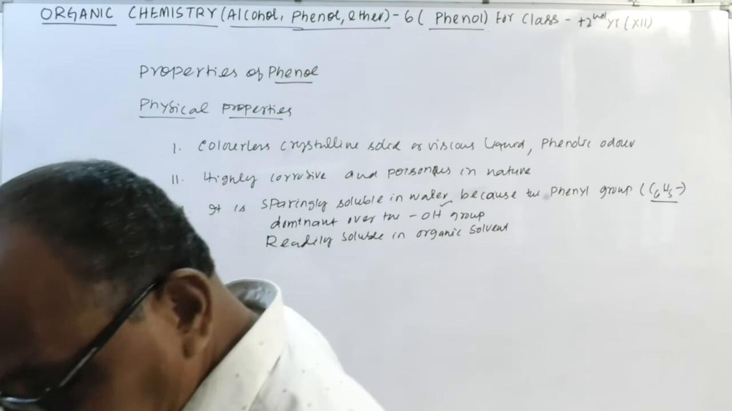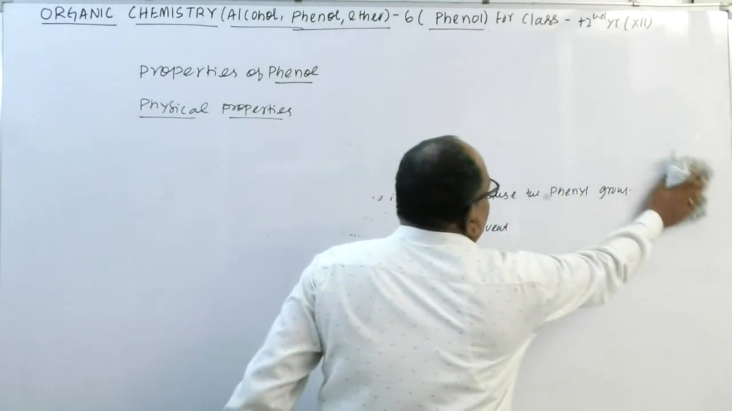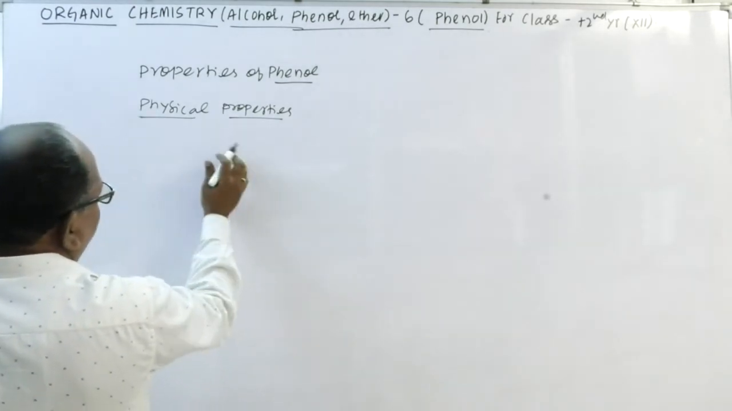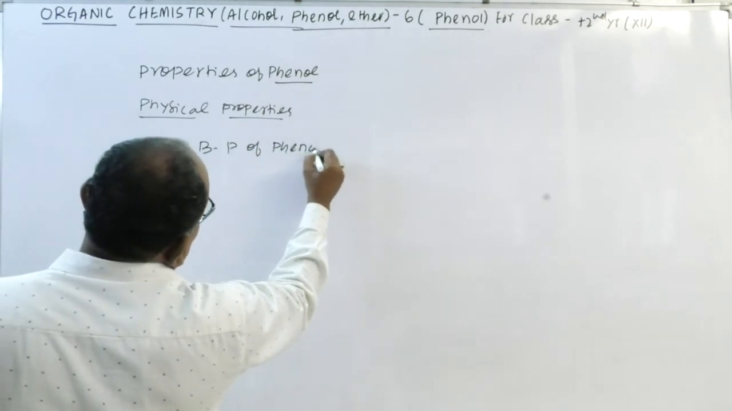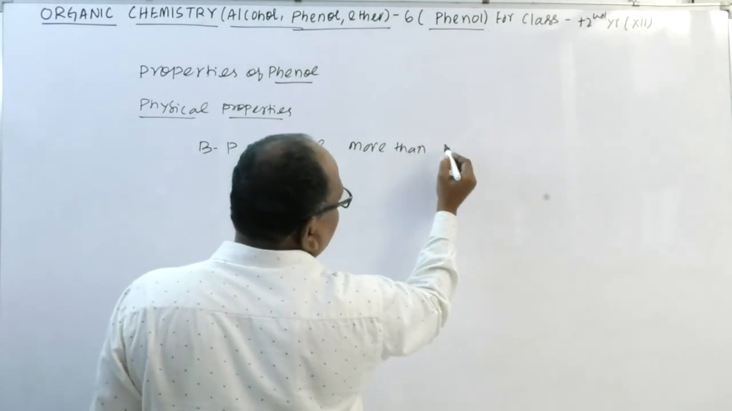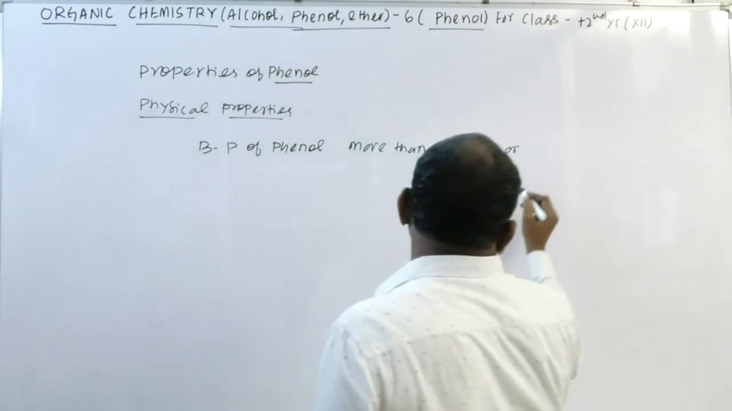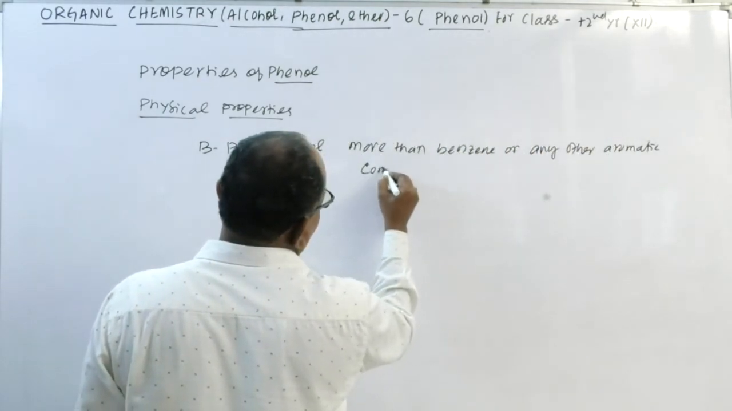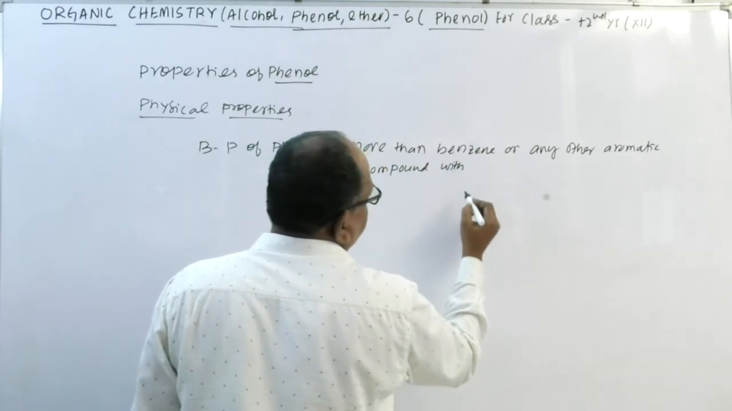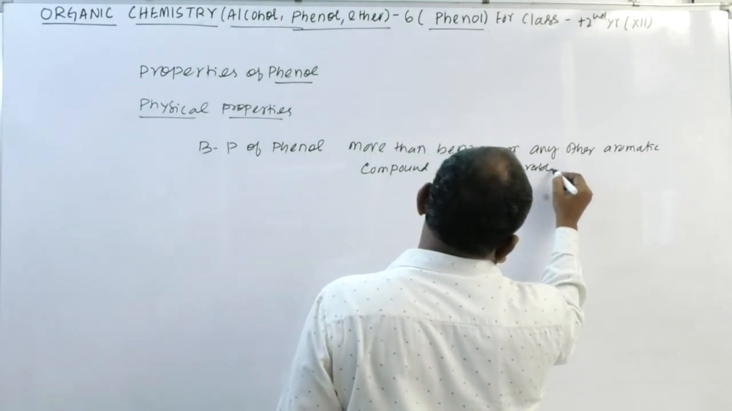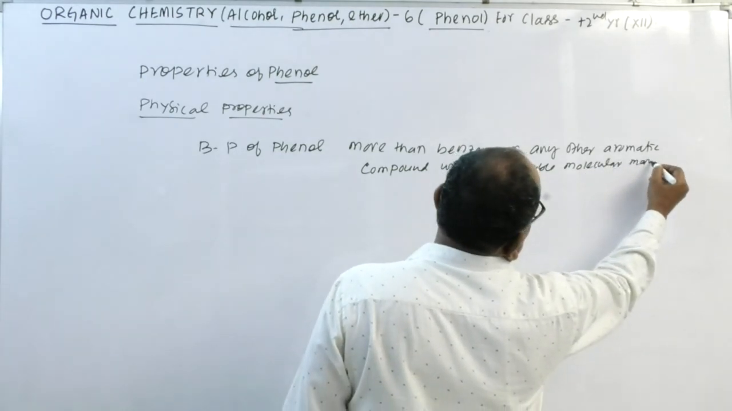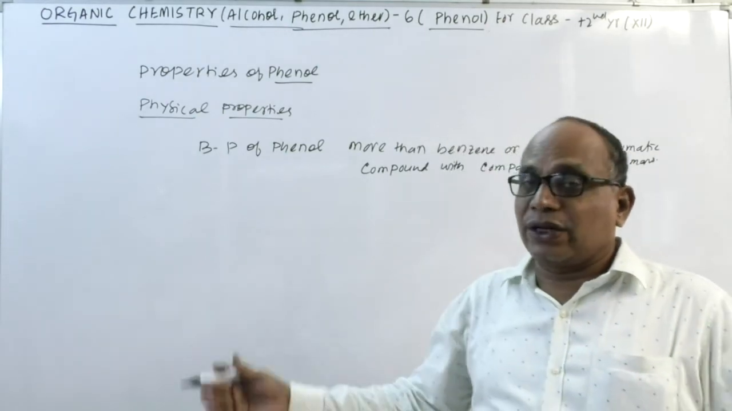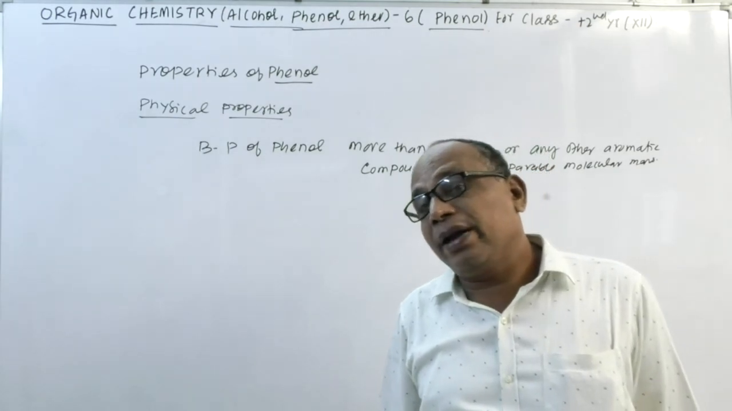Now, what about the melting point and boiling point? The boiling point of phenol is higher than that of benzene or any other aromatic compounds with comparable molecular mass. Because the phenol molecules are associated together by forming hydrogen bonds.